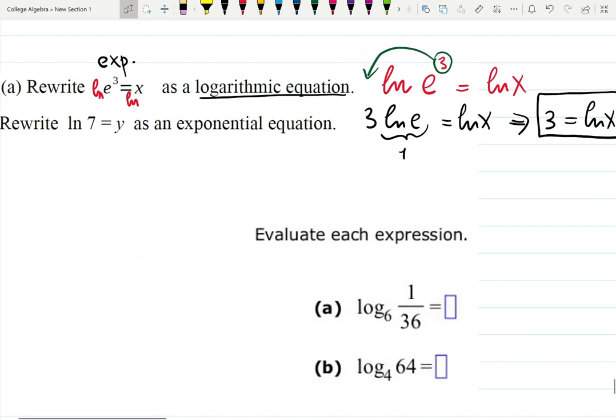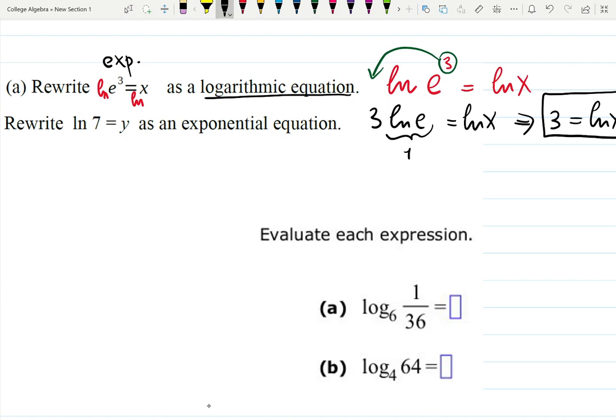Well, ln 7 equals y. How could I write this as the exponential equation? Well, we can probably just use e. Oh, that's not 7. I'm sorry about that. Logarithmic equation, rewrite as the exponential equation. Basically, we're doing vice versa here. So from logarithm to exponential.